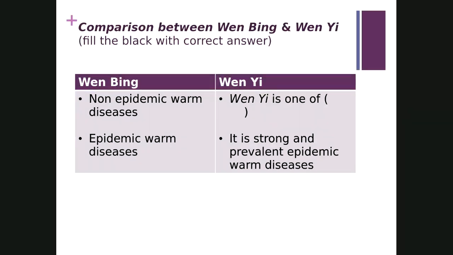Wenbing and Wenyi, we discussed this in week 1. Wenbing is non-epidemic warm disease. Wenyi is more what? Epidemic. It spreads very badly. Wenyi involves very strong pathogens, and you cannot actually stop it in a very short term. They are very contagious, prevalent, and can cause a big population to have similar sufferings.